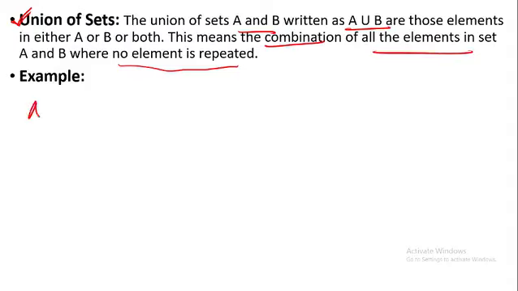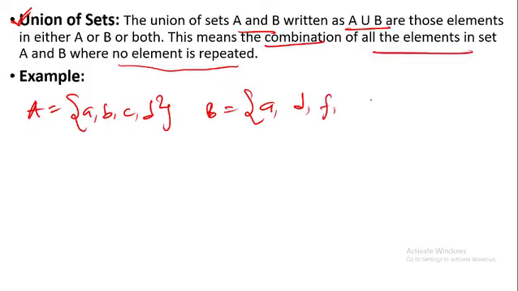If we have set A to be equal to the set of A, B, C, D, and we have B to be equal to the set of A, D, F, C, G, and we are asked to find A union B, all we are asked to do is to combine these two sets without what? Repetition of any letter. Okay, so let us start.